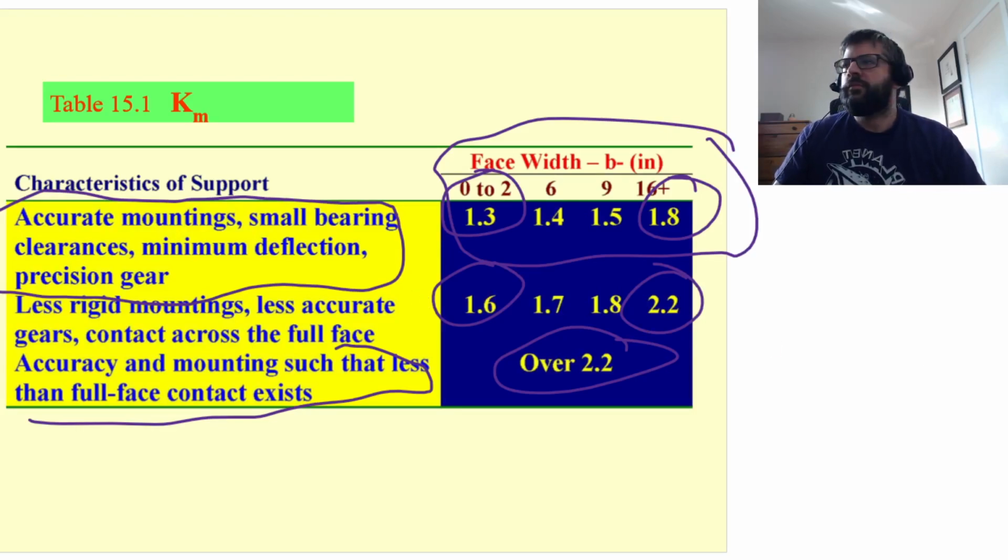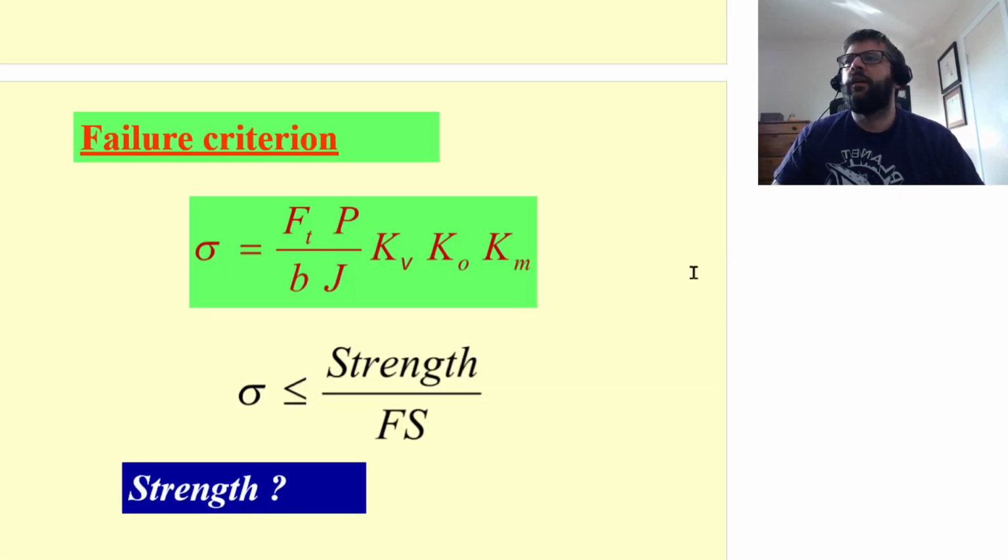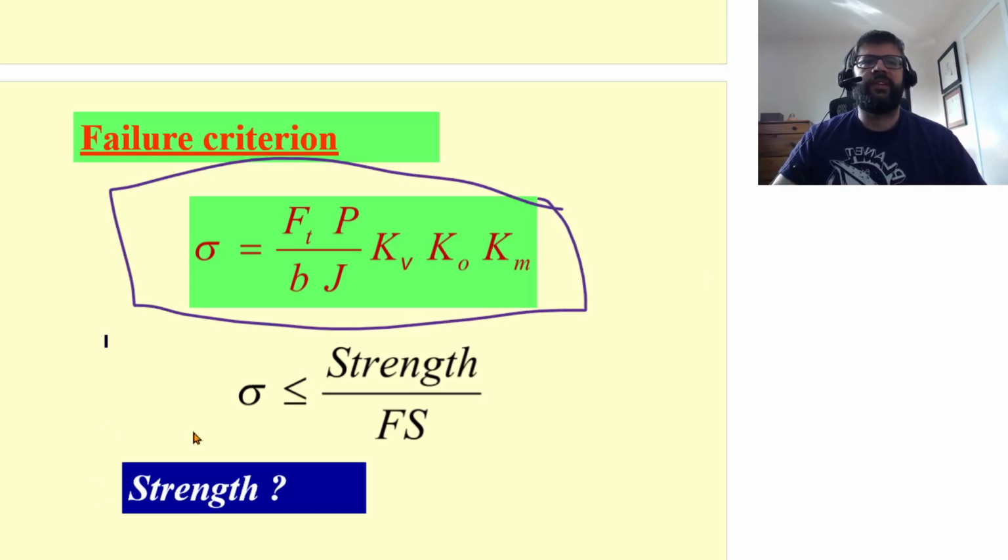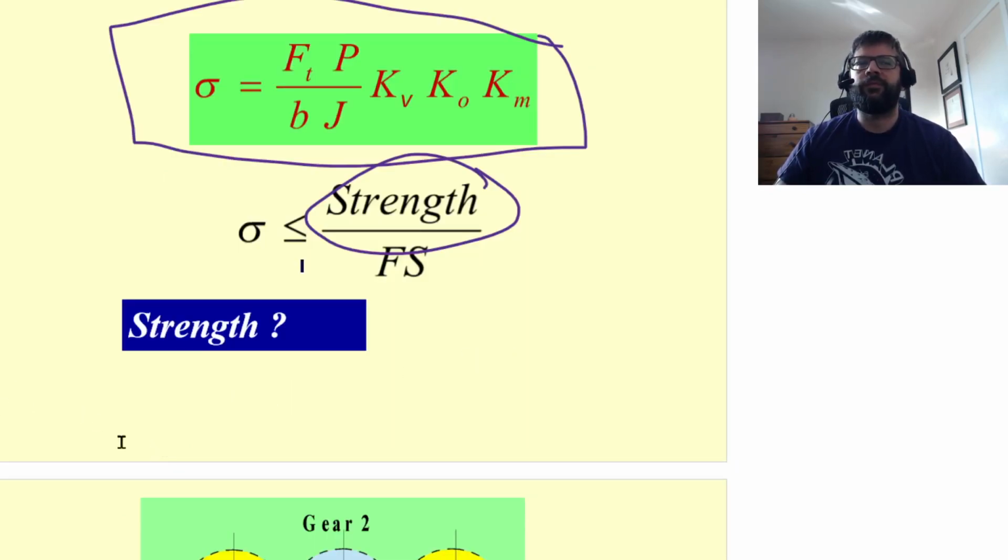So that is the stress that we're incurring, and we want to make sure that the stress is less than some sort of strength value in order to figure out what our safety factor is. So what sort of strength value should we be using?